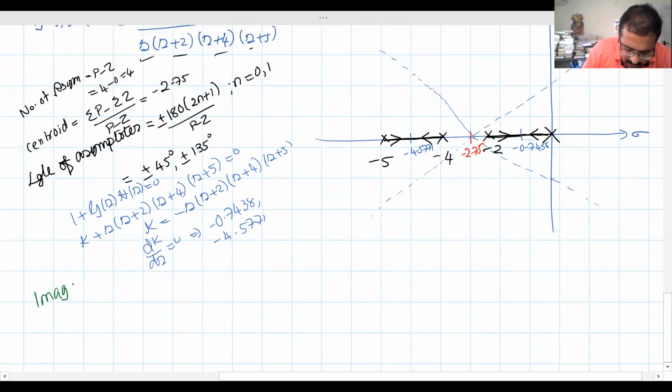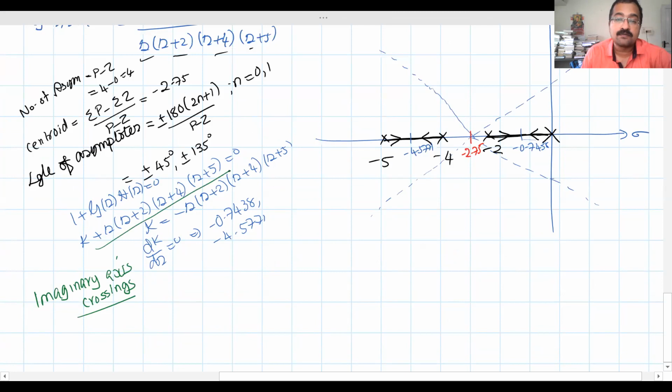Imaginary axis crossings. How to find that? This is the Routh-Hurwitz characteristic equation. You put s equal to j omega. Equate the real part to 0, imaginary part to 0. So you will get two values. You will get your omega as 1.9069 radians per second, and the corresponding gain K as 0.008.